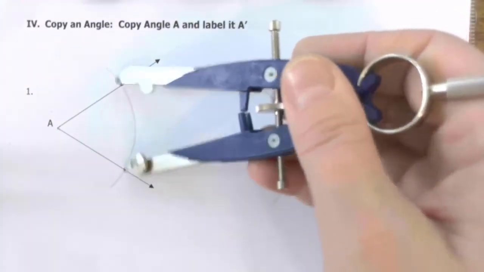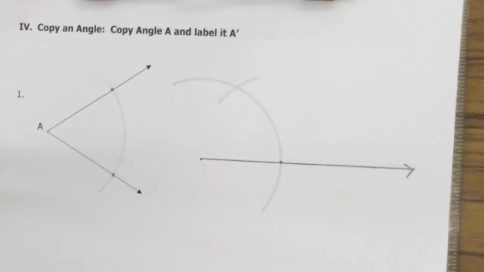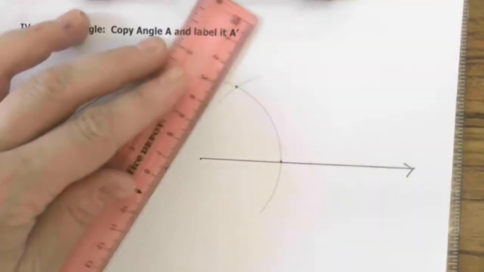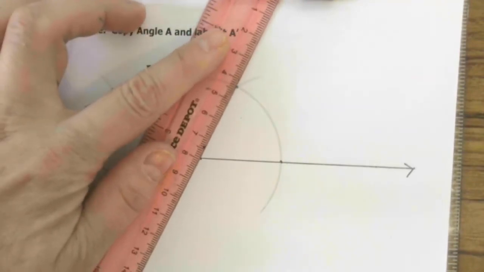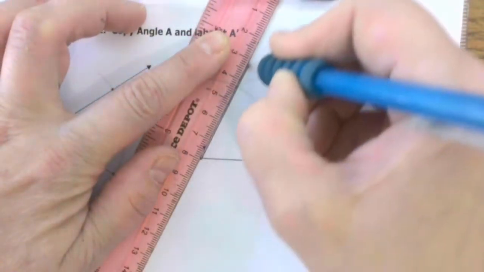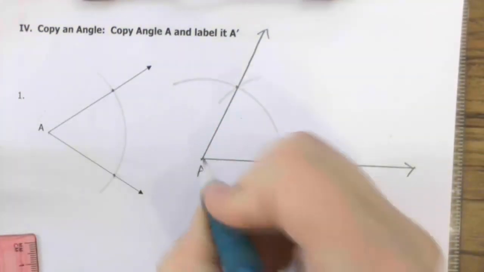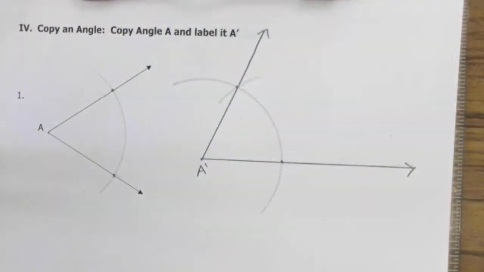Once you've got that set, lift, put your stylus on this intersection, make a mark. Here's their intersection. And your construction goes from the end point through the intersection of those two arcs. And that is angle A prime.